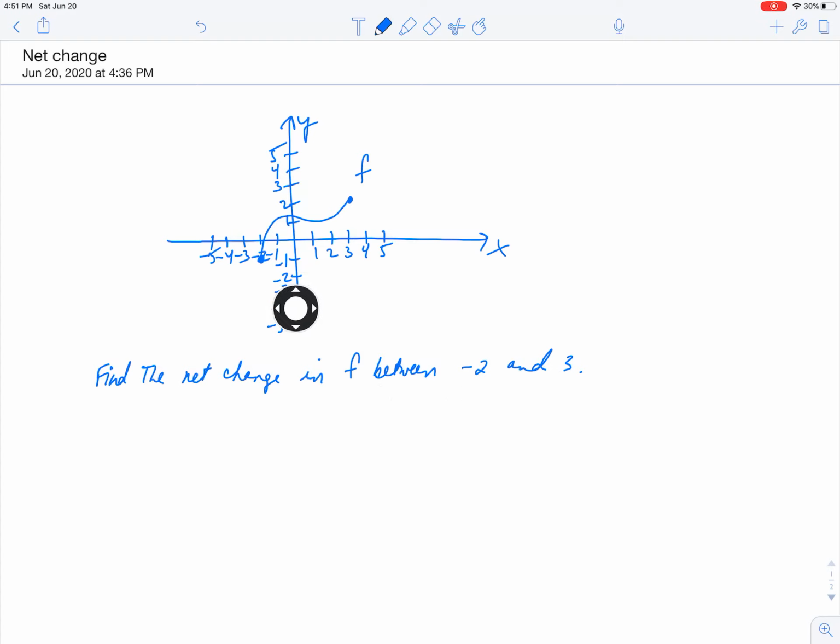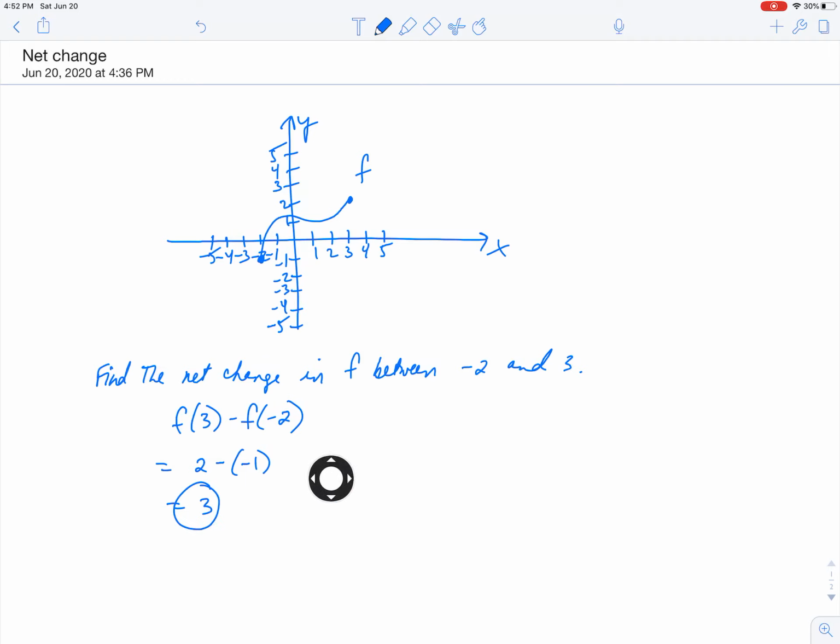To do it, we evaluate f at the last point, so f at 3, and then we subtract off f at -2. So our answer is going to be f at 3, the last point, minus f at the first point, which is -2. And we can use the graph for those values. f at 3 is +2, and f at -2 is -1. So we get 3. That would be our answer.